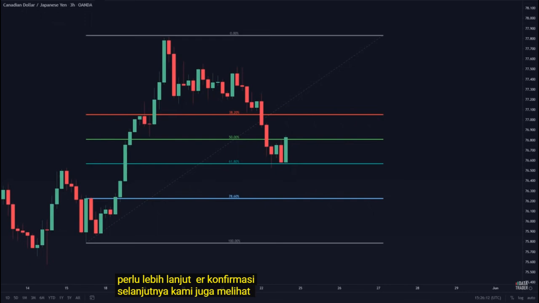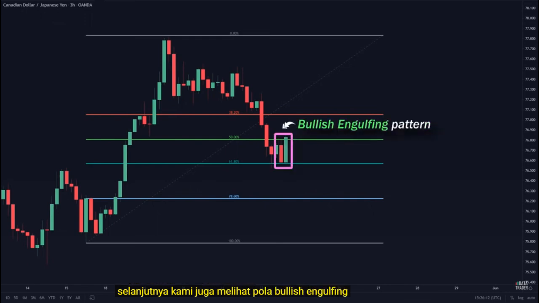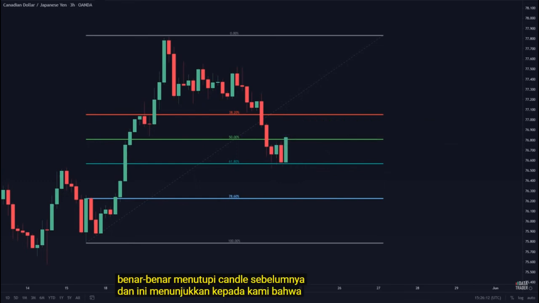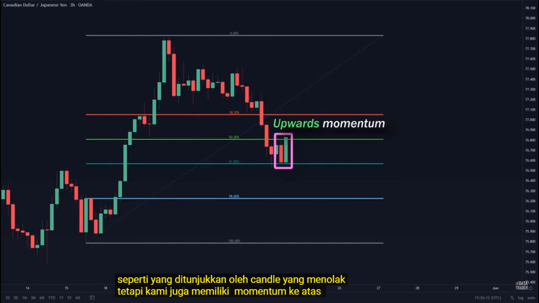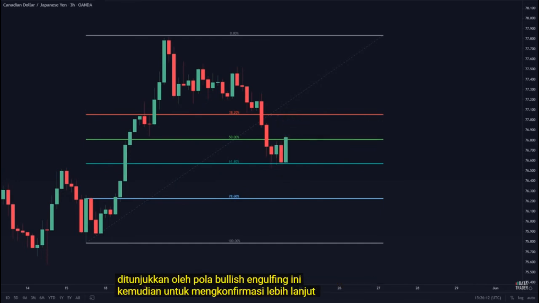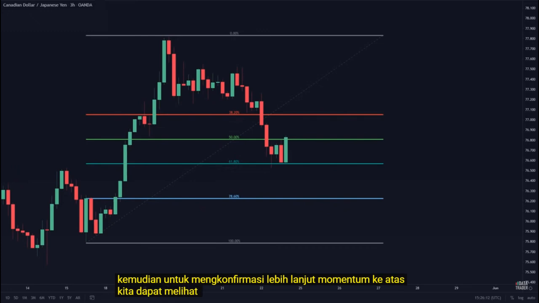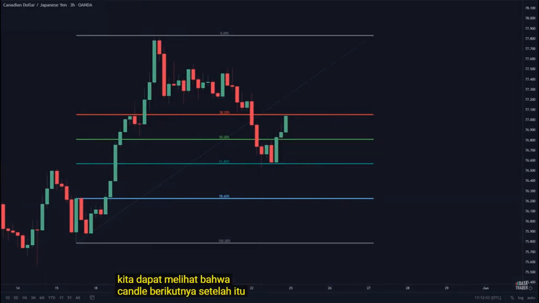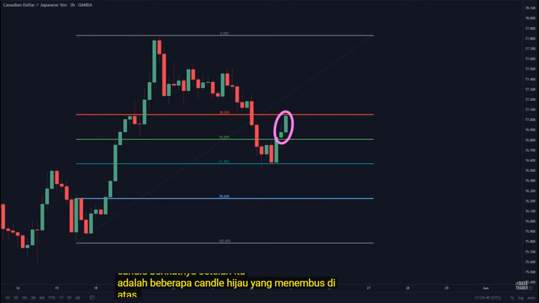Next, we also spotted a bullish engulfing pattern, which is when the second candle's body completely covers the previous candle. And so what this shows us is that not only do we have a reaction at this area as shown by these candles rejecting, but we also have upwards momentum as shown by this bullish engulfing pattern. Then, to further confirm the upwards momentum, we can see that the next candles after that are multiple green candles breaking above resistance at the 50% level.